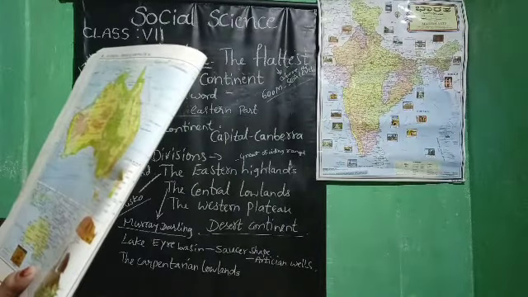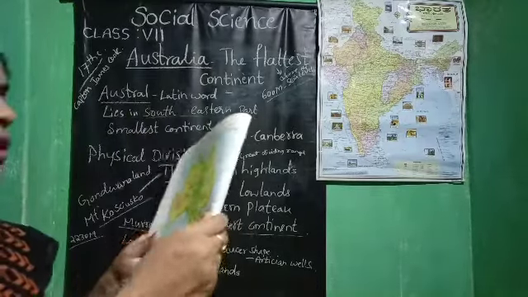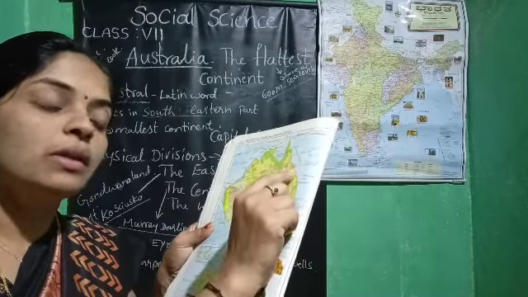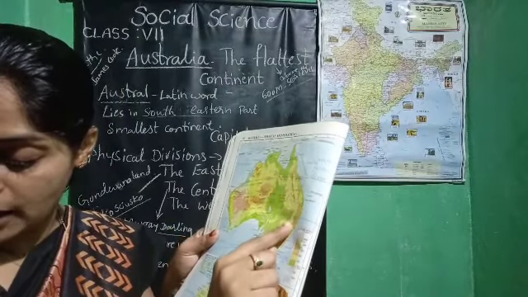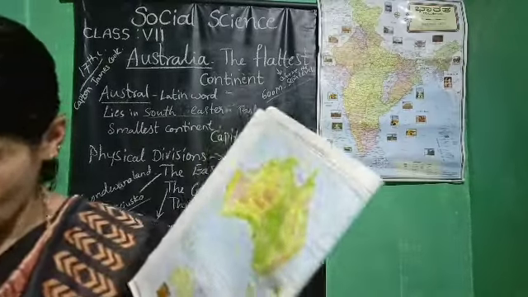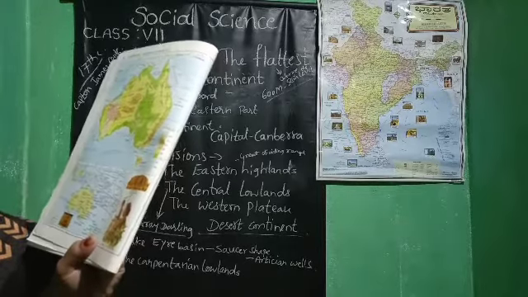So it is called something, right? New England Ranges. What is that? These are the Great Dividing Ranges. New England Ranges, and the highest peak is Mount Kosciuszko. Okay.